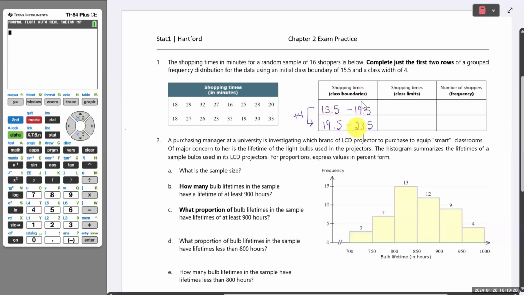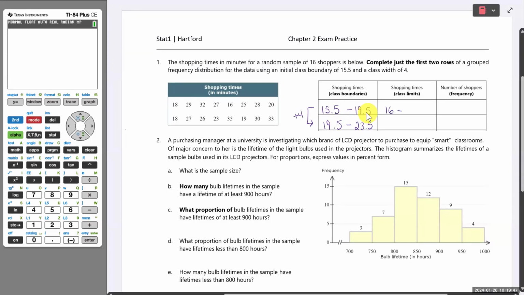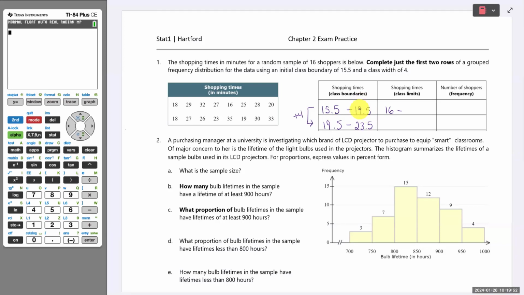All right, so our boundaries end in 0.5, but I'd like to work with whole numbers because the data are in whole numbers. So we're going to look at shopping times and their class limits. So these are called the boundaries because the values inside of them will be the limits. So inside of these boundaries as a whole number, after 15.5, if you think of a number line, the next whole number would be 16. And staying inside the boundaries before 19.5 on a number line, you would hit the whole number 19.